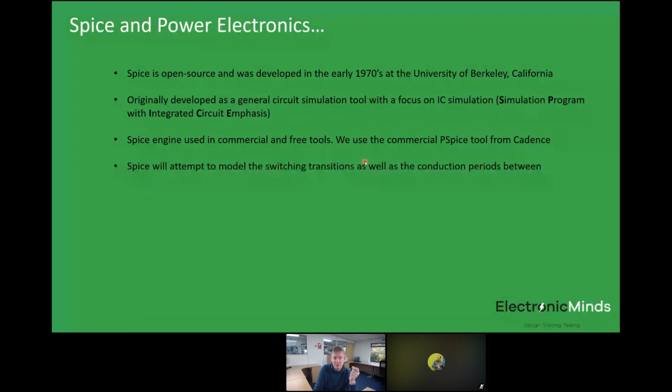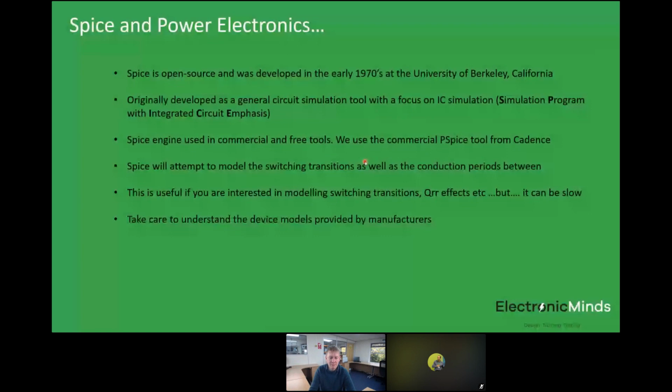So if you're interested in modeling those switching transitions, like that example before I gave you about modeling QRR effects in diodes, then it's the perfect tool because it allows you to really play around and look at those very, very specific events. However, it can be slow. And if you're doing, for example, a control loop analysis, maybe it doesn't really make any sense to use a simulation tool that is modeling switching transitions.